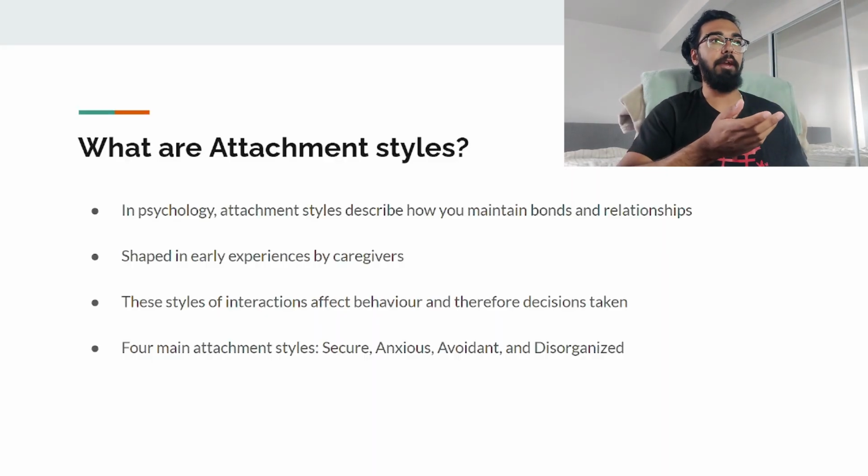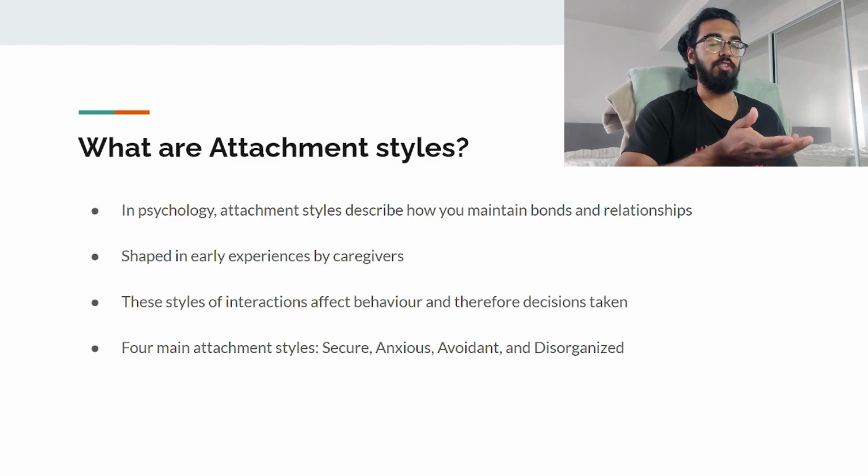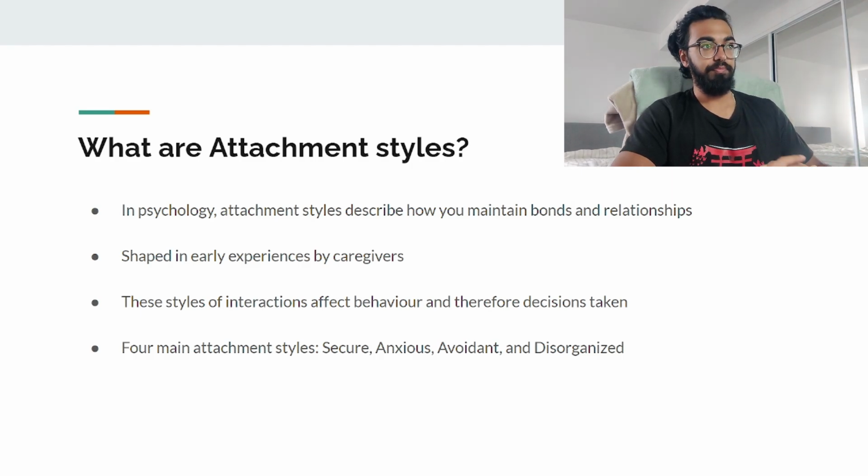When you're young, you're like a sponge. You absorb everything. And so your caregivers, like your parents or a foster carer or whoever, a guardian, whoever was there for you from a very young age and looking after you as a very small child, how they interact with you does play a part in your behaviors and your choices as you get older, the way you make decisions and how you think. So these styles of interactions affect behavior and therefore your decisions taken, as I just said.